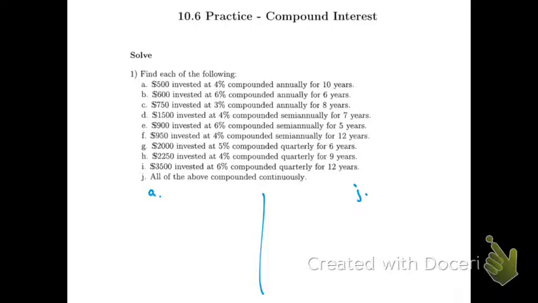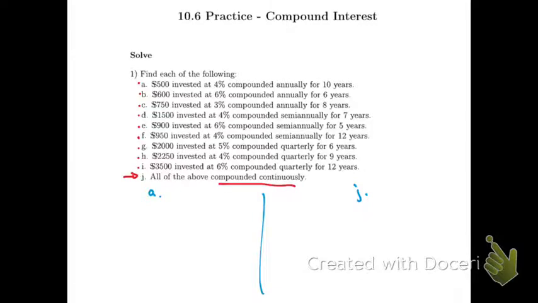Okay, ladies and gentlemen, so this first set of problems has 10 problems, but kind of 9 times 2. So let's talk 18, because every one of these is going to get done, but then you have J in here that says all the above are compounded continuously. So it means you have to do each one of these up top, A through I, twice. Once the way that it tells you to, and then another compounded continuously.